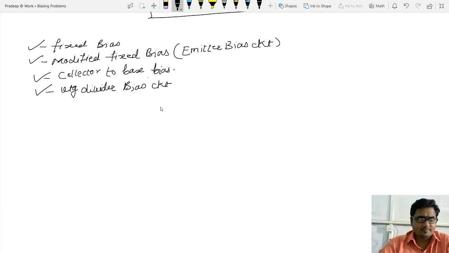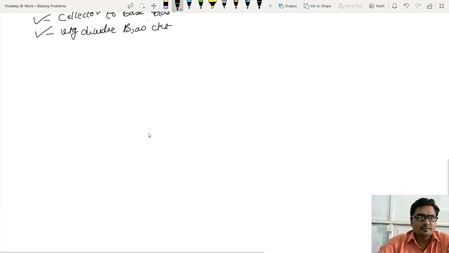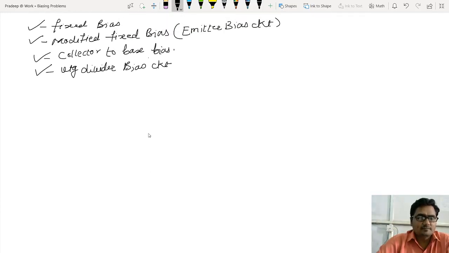Now we will start with some numericals. We'll solve numericals which are based on fixed bias. Again, we'll solve numericals based on modified and the collector to base bias and also the voltage divider bias circuit.